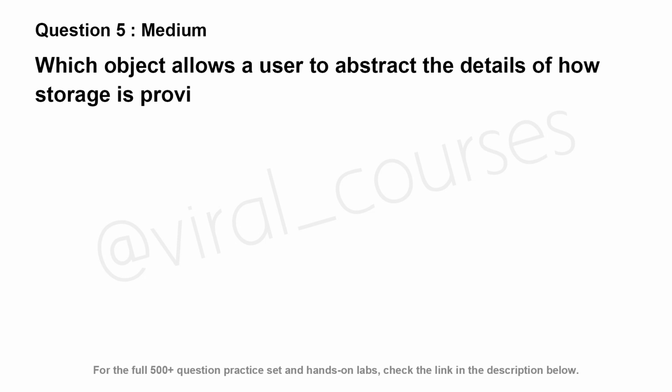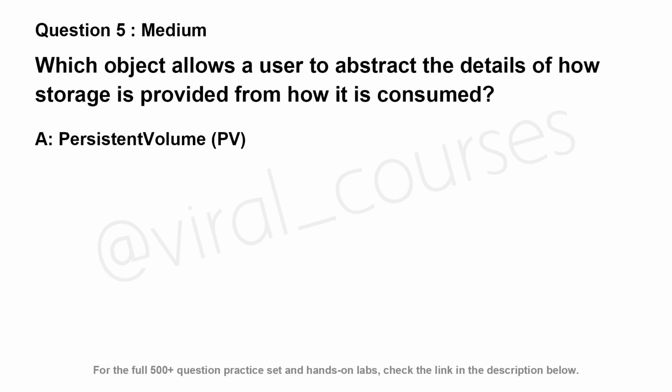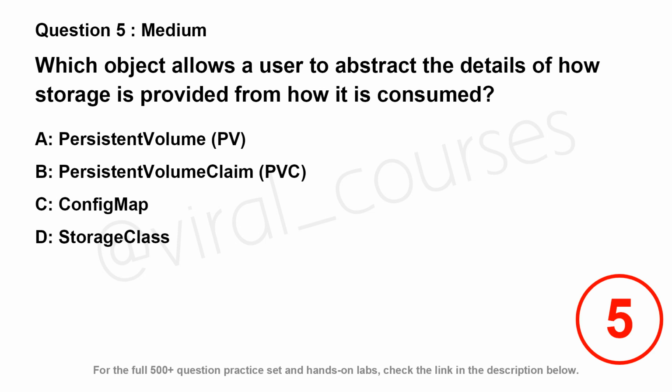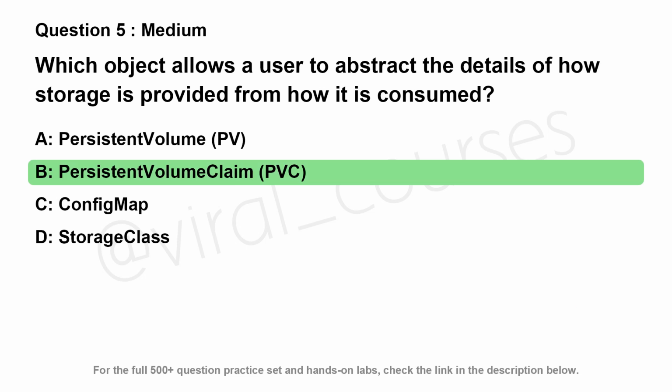Which object allows a user to abstract the details of how storage is provided from how it is consumed? Option A, PersistentVolume, PV. Option B, PersistentVolumeClaim, PVC. Option C, ConfigMap. Option D, StorageClass. The correct answer is B.